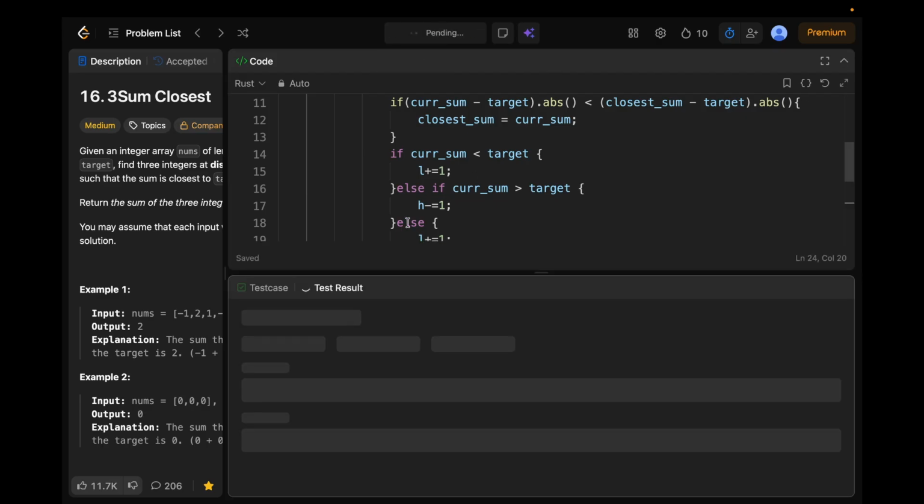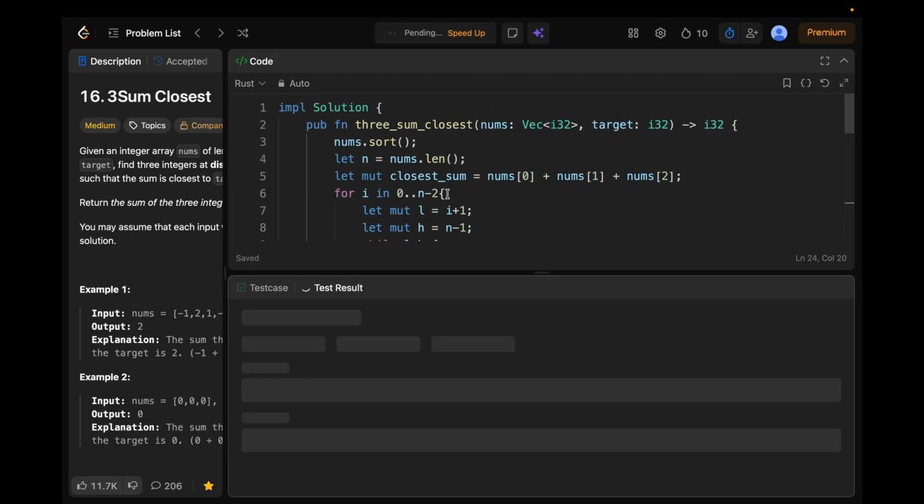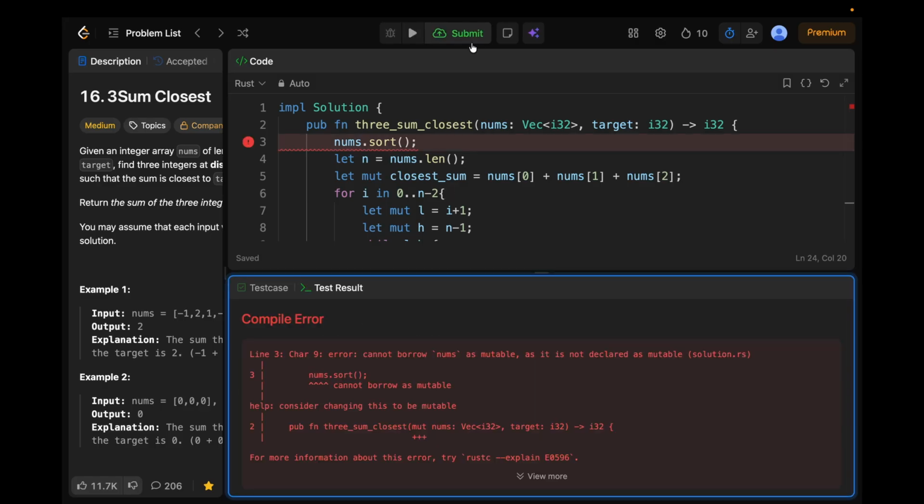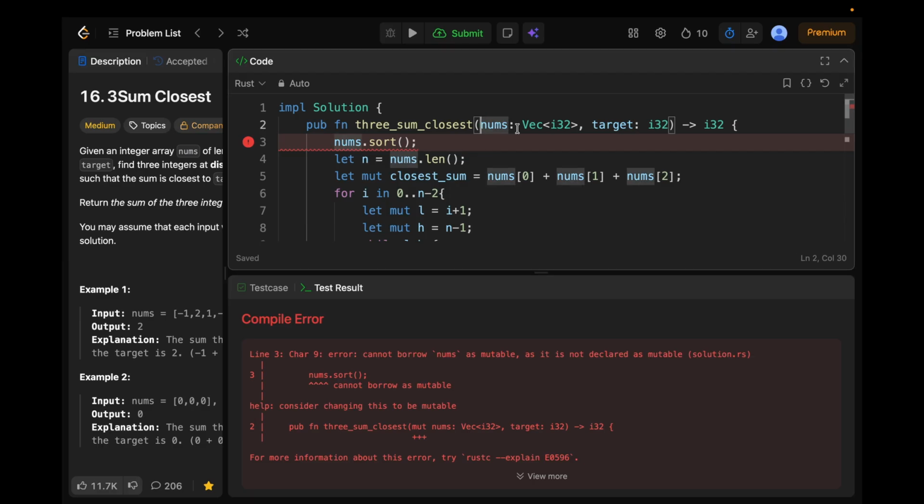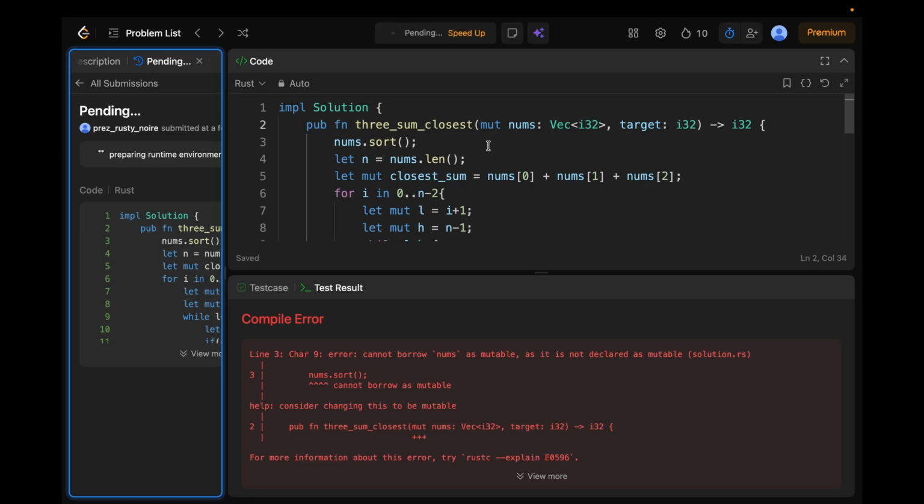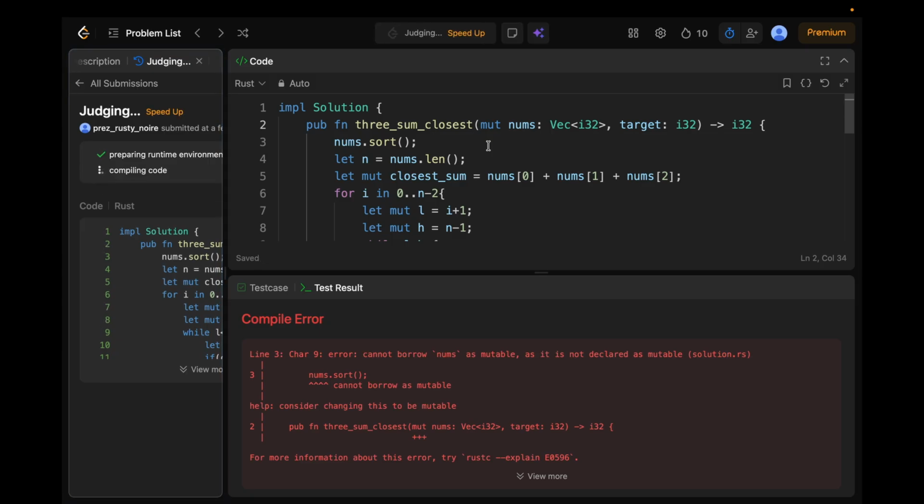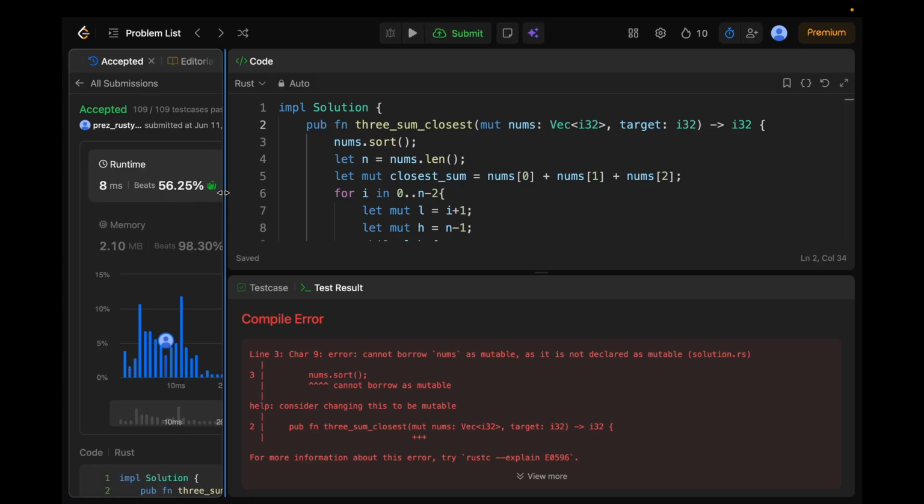Okay, so to sort this, I use nums dot sort. Okay, what does this say? I need to put this as mutable. It says it cannot be updated. So yes.